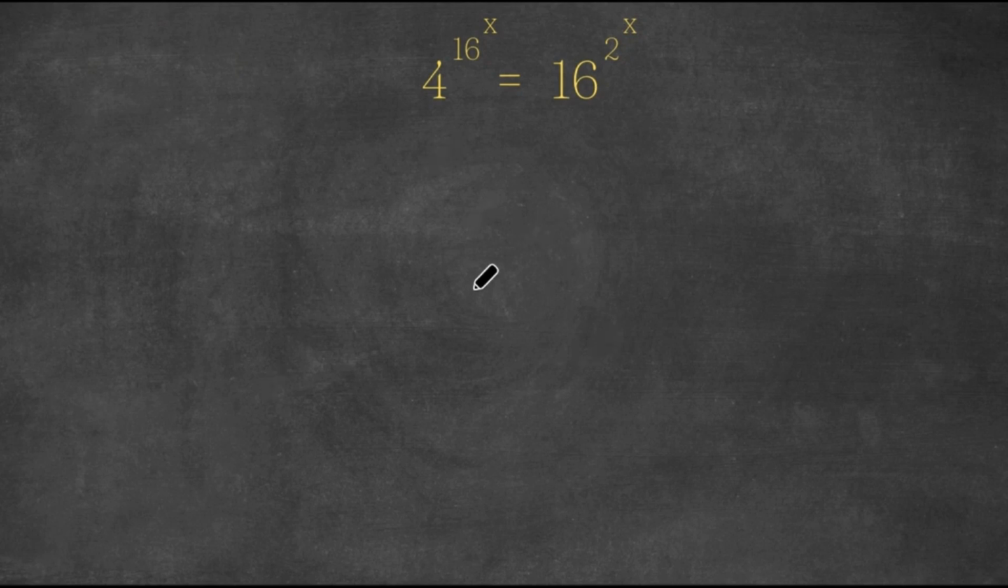In today's video, I'm going to be teaching you guys how to solve this exponential equation. So we have 4 to the power of 16 to the power of x is equal to 16 to the power of 2 to the power of x.